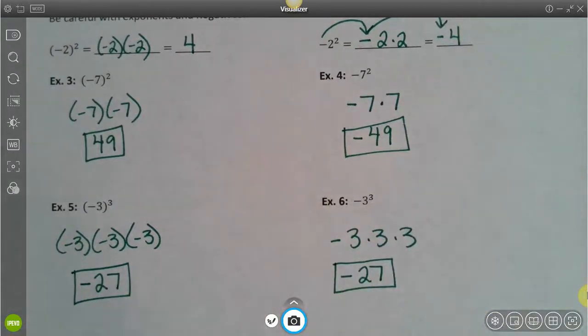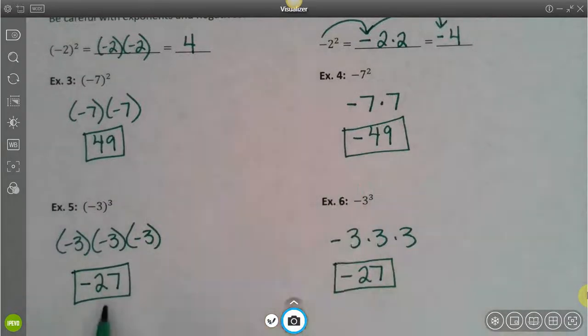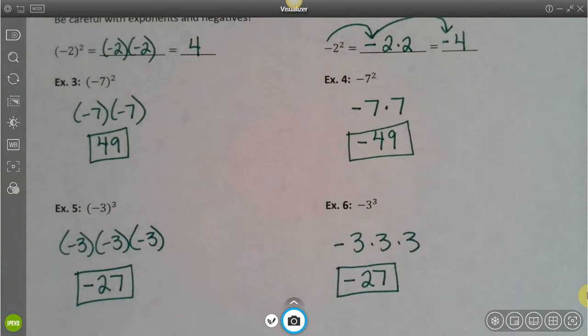So you can see when you have negative numbers and exponents, sometimes the parentheses make a difference in your final answer, sometimes they don't. But you always have to be extra cautious with them and really think about what the problem is asking you to do, whether the parentheses are there or not, in order to determine what your final answer should be.